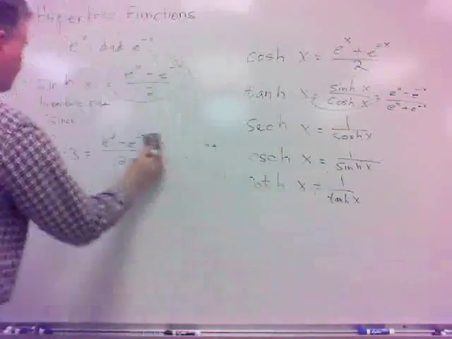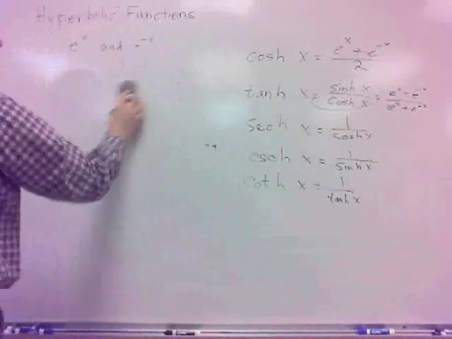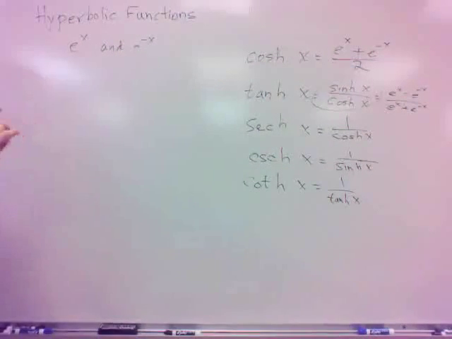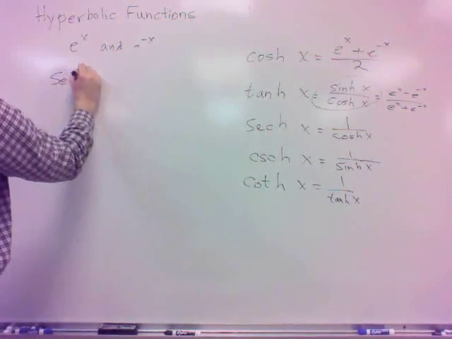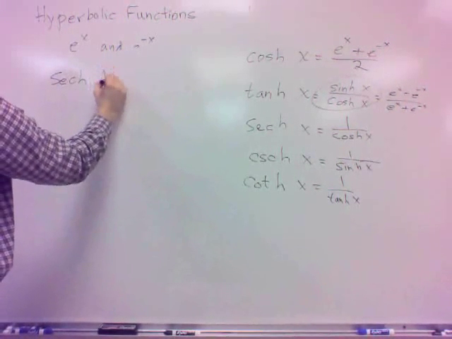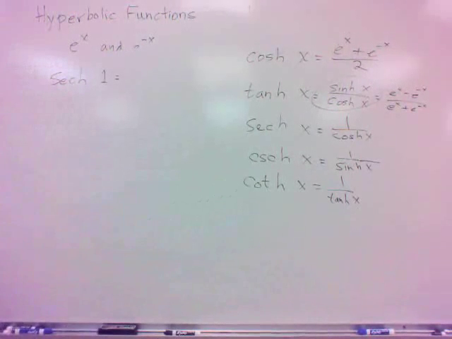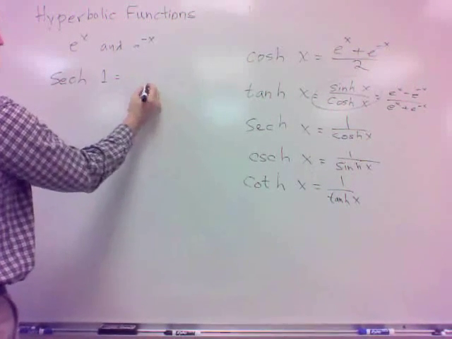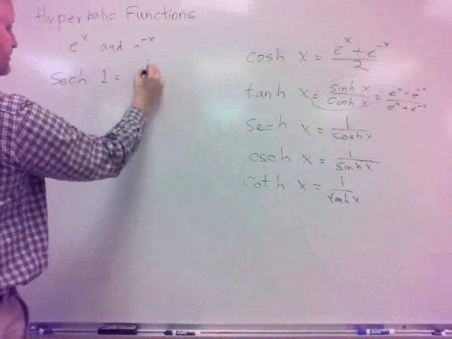Now, one other note here. Again, a lot of calculators do have these hyperbolics, but a lot of them just have, like the regular trig functions, only sine, cosine, and tangent. So let's talk about it. What if they wanted us to do sech of 1? Well, sech is the reciprocal of the cosh.